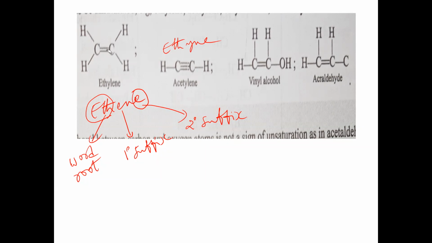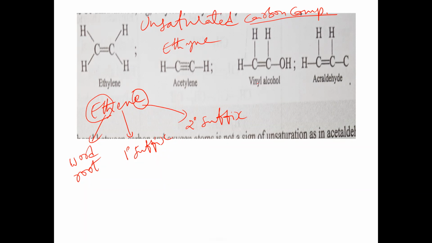Here the double bond is between two carbon atoms. So whenever a double bond is present between the carbon atoms, the compounds will be called unsaturated carbon compounds. Whenever there is at least one pi bond between two carbon atoms in the given molecule, that compound is called an unsaturated carbon compound. So acetylene is the common name, ethyne is the IUPAC name.